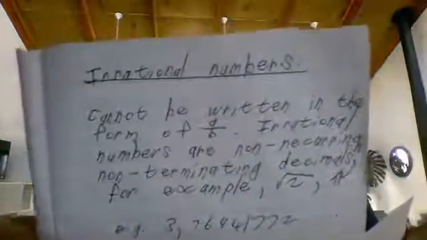So in other words, it's something that goes on forever, like 3.1278, and goes on and on. In other words, there's no end. It's something like the square root of 2. If you work it out on your calculator, it goes 1 point something something something, goes on and on and on. It never stops. Pi is a very good example of an irrational number.